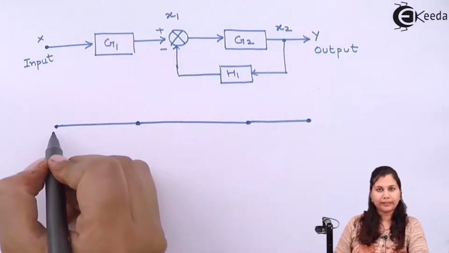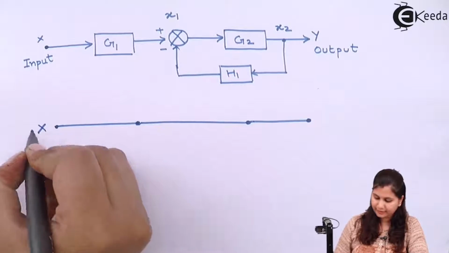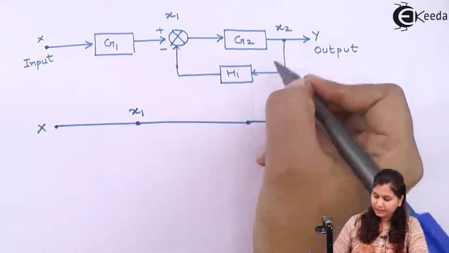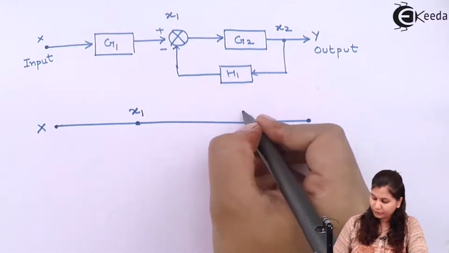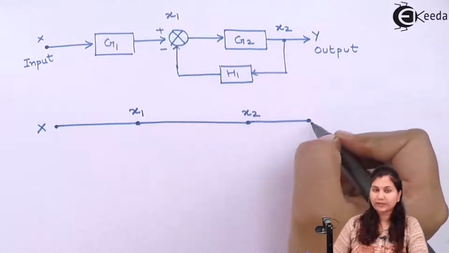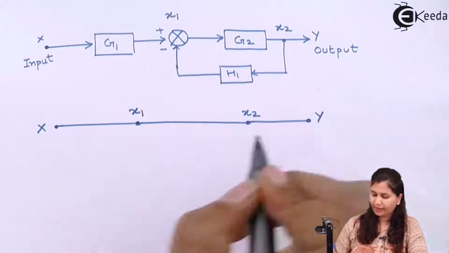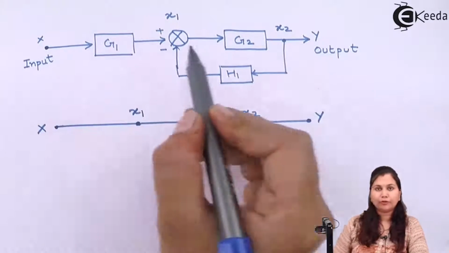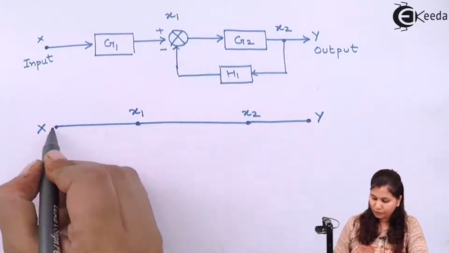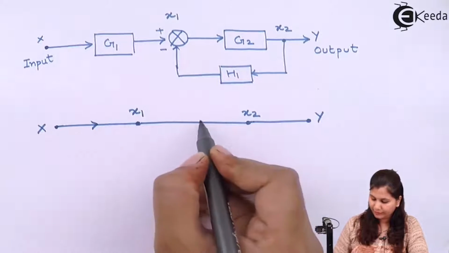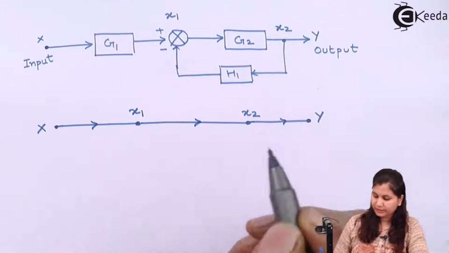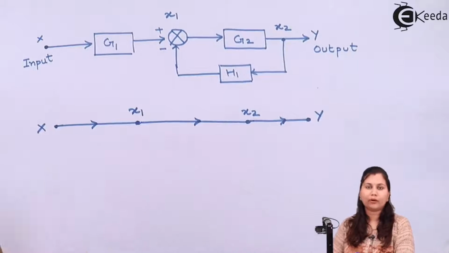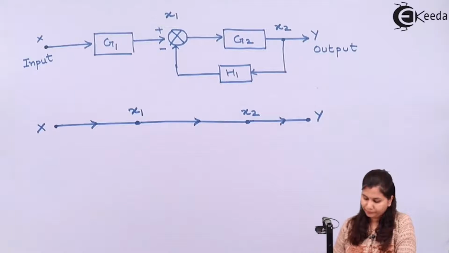This node is for input, so it is x. This is for the summing point, it is x1. This node is for the takeoff point, so it is x2. And this node is for the output, so it is y. Now draw the arrows in the direction of the flow of the signal. So we have drawn x to x1, this is the arrow. This is the direction of the arrow in the flow of the signal from input to output.